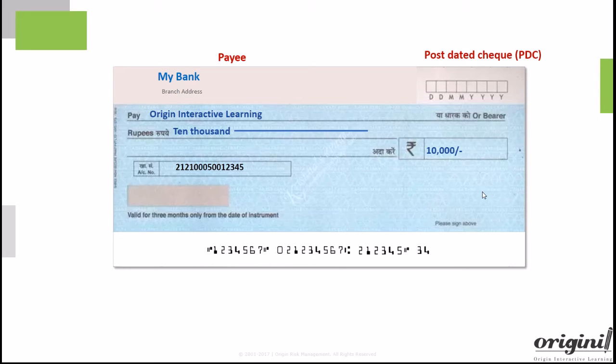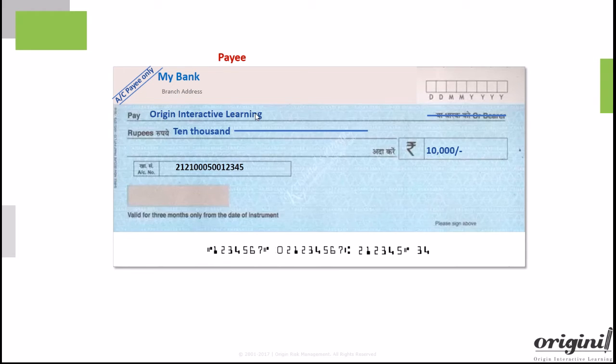We often talk about cross checks or make them account payee. We can make any check account payee by crossing the pay to bearer on the check. We may also draw 2 inclined parallel lines here, often along with account payee written in between the lines. Such a check can only be deposited in a bank account.